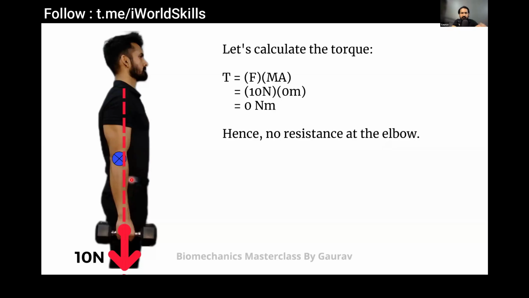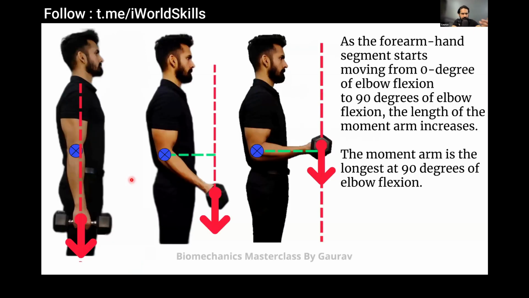Now what we are going to do is start performing this exercise. I am going to start flexing my elbow and let's observe if something changes or not. As soon as you start flexing your elbow, as soon as you start performing this exercise, this external moment arm comes into existence. Look at this moment arm. This is 45 degrees of elbow flexion. Look at this moment arm. We have a significant moment arm over here.